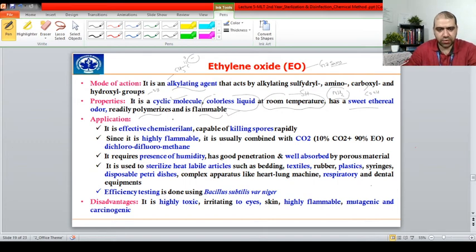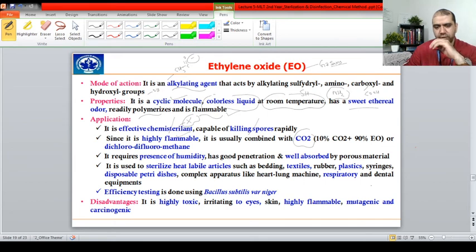Applications: it is an effective chemosterilant. Sterilant means no growth of any bacteria, completely sterilized, killing everything: spores, gram-negative bacteria, gram-positive bacteria, fungi, viruses. Since it's highly inflammable, you have to be very careful. If you want to be on the safer side, you can use it in combination with carbon dioxide, in different concentrations, or you can convert it into dichloromethane, which is not flammable. It requires the presence of humidity. Without humidity, it cannot work.